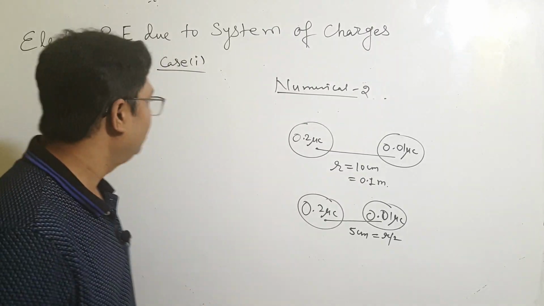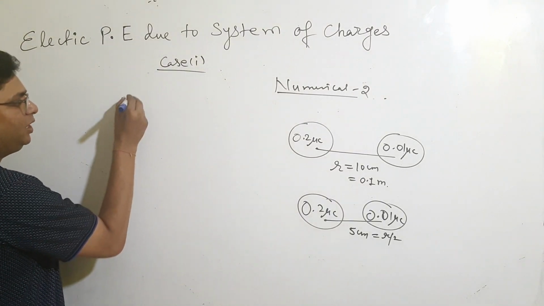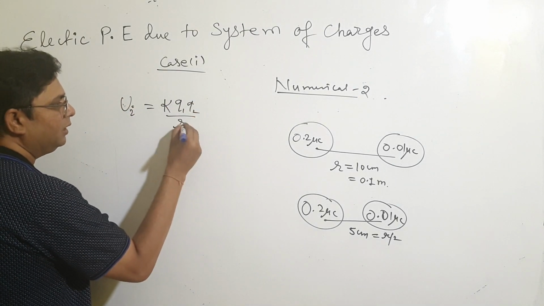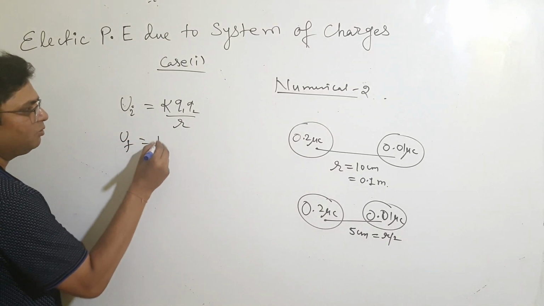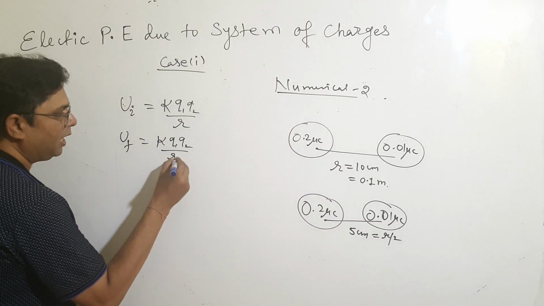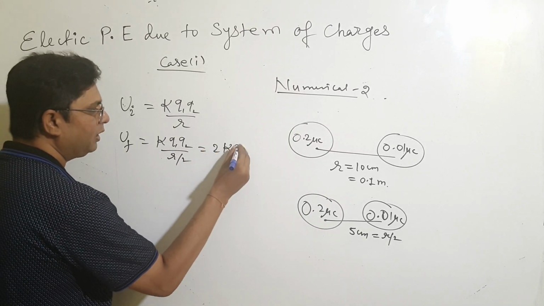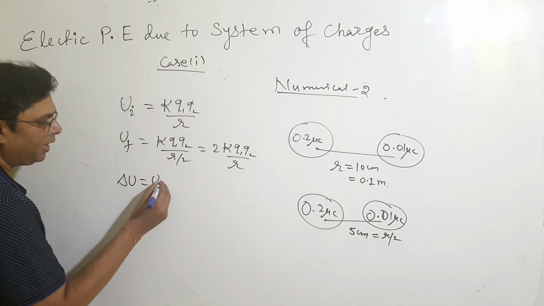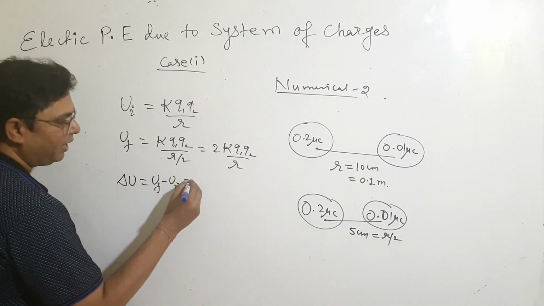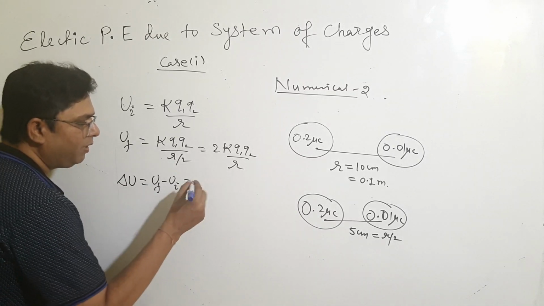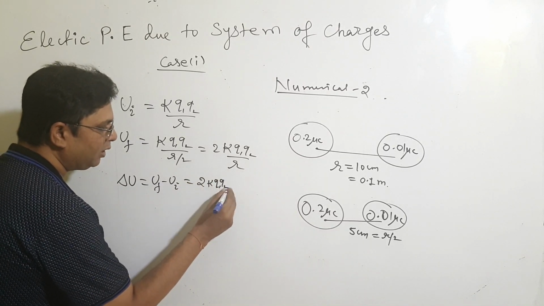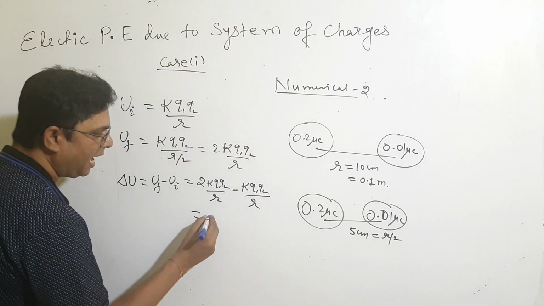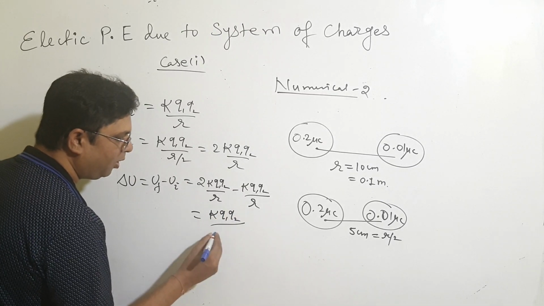What will be the change? For solving this, you have to find the initial energy. The initial energy is K Q1 Q2 upon R, and the final energy U final is equal to K Q1 Q2 upon R upon 2, which is equal to 2 K Q1 Q2 upon R. So the change delta U is equal to U final minus U initial. U final is 2K Q1 Q2 upon R, and U initial is K Q1 Q2 upon R. So you have K Q1 Q2 upon R.